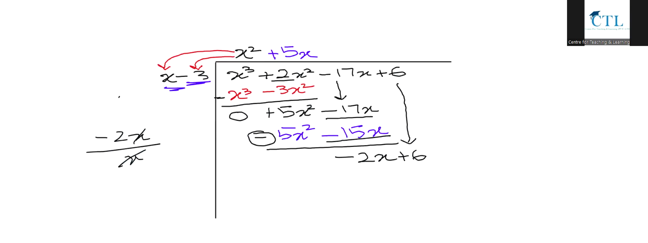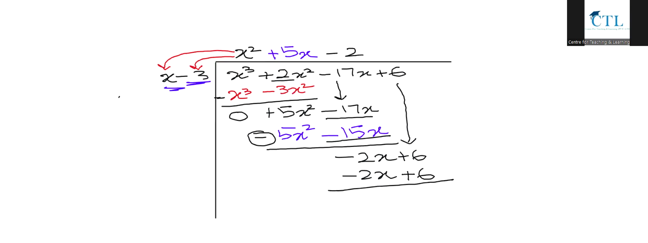Right. So whenever we write something at the top, it should be multiplied with both of these, right? So minus 2 times x is minus 2x. Minus 2 times minus 3 is plus 6. We put a line down and get the remainder. So you can see everything cancels off. So you get a 0.